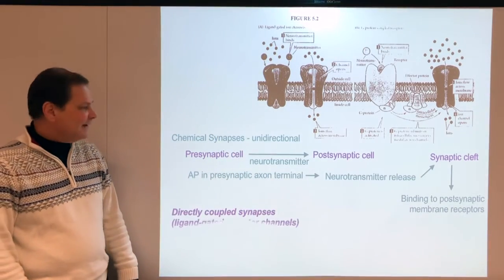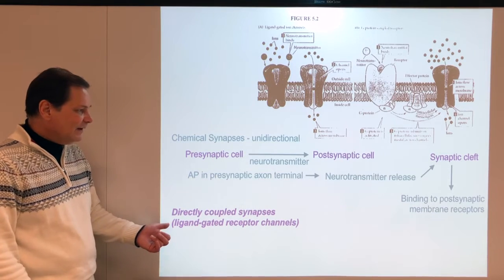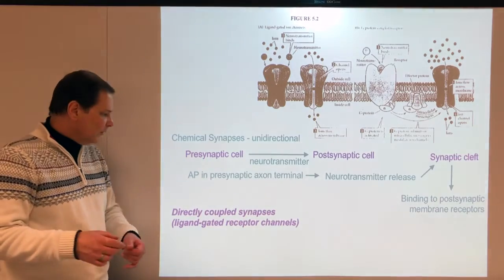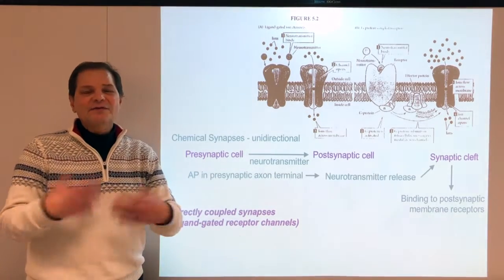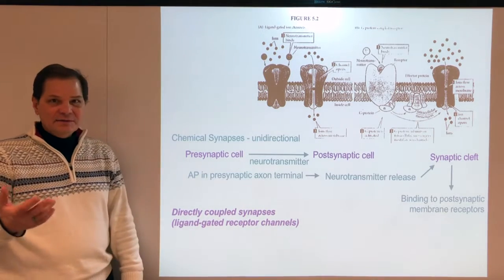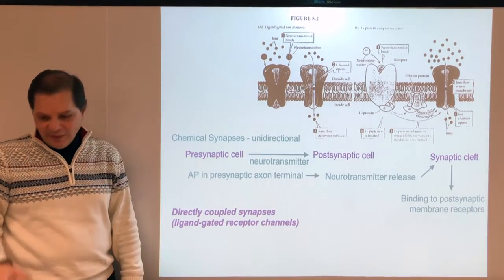And if it's a directly coupled synapse, your receptor is also your channel. So the ligand binds to the receptor, which is also the channel, and the channel opens. So these are ligand-gated channels, and we call those directly coupled synapses when that happens.